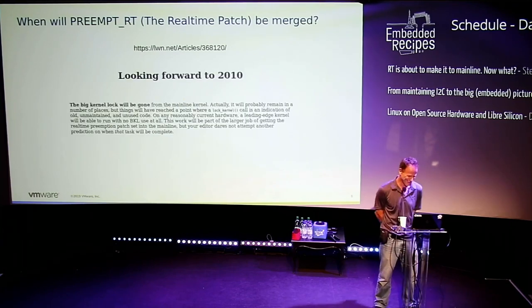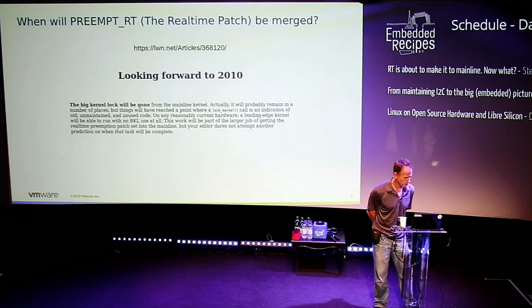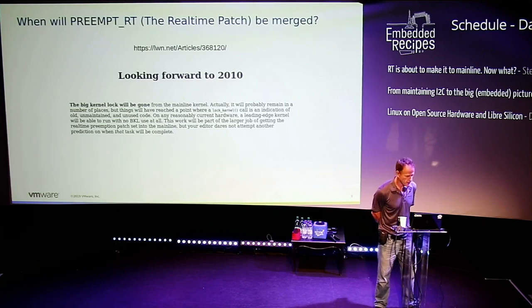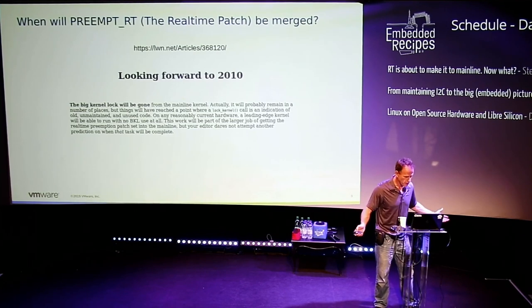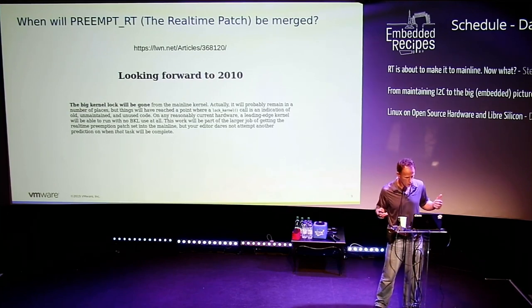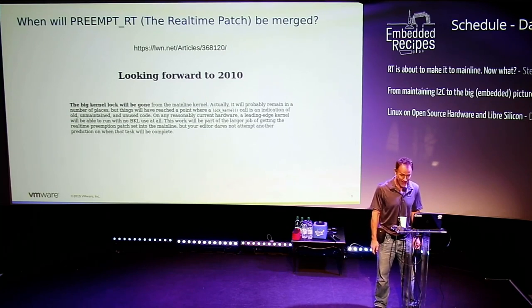2010. The big kernel lock will be gone from the mainline kernel. Actually, it will probably remain in a number of places, but things will have reached a point where a lock_kernel call is an indication of old, unmaintained, and unusable code. On any reasonable current hardware, a leading edge kernel will be able to run with no big kernel lock use at all. This work will be part of a larger job of getting the real-time preemption patch set into mainline. But your editor dares not attempt another prediction of when that task will be complete.